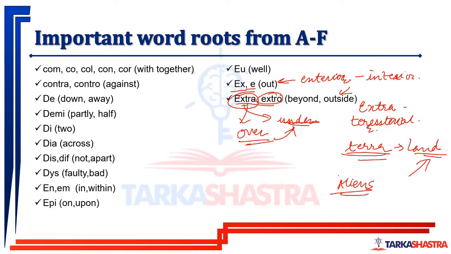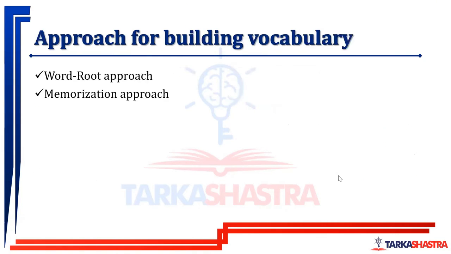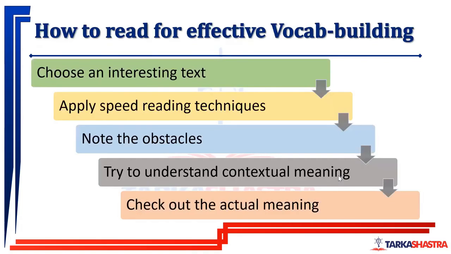So these are all the words from A to F. Now let's take a look at how to read effectively for vocab building. Choose an interesting text, apply speed reading techniques. So basically, if you choose an interesting text, you'll be able to have more interest in reading it, and therefore you'll read for longer time, which is our intention.